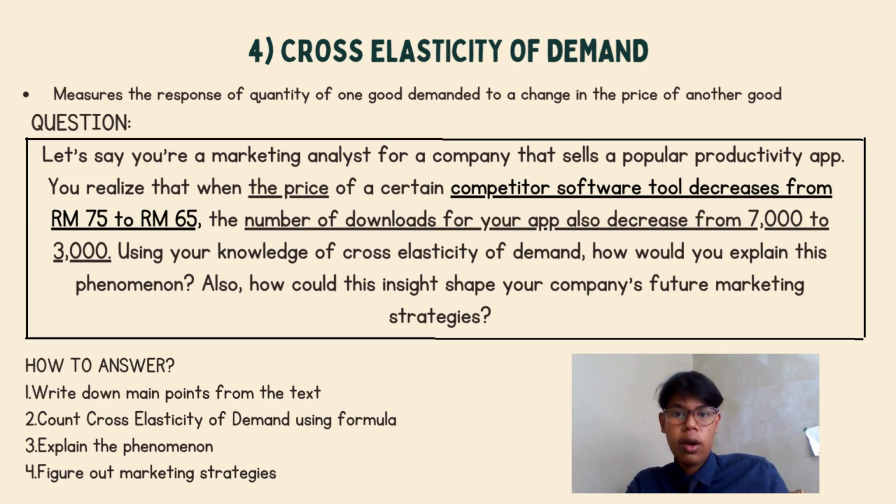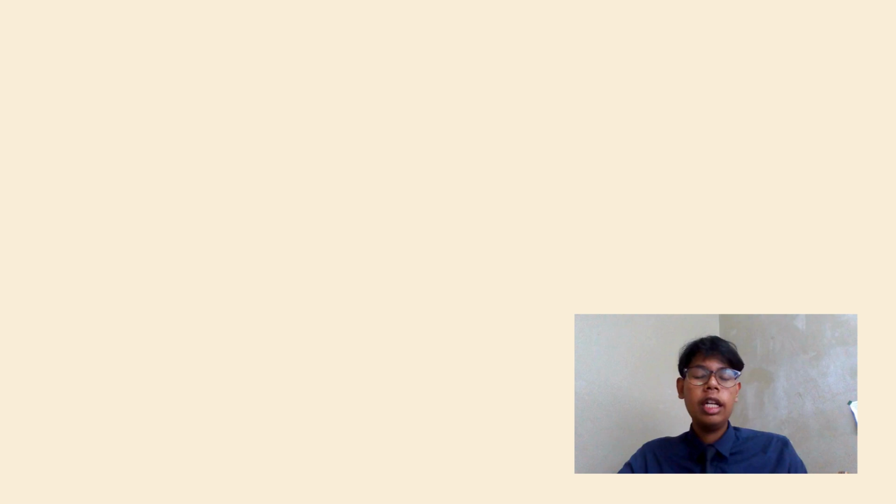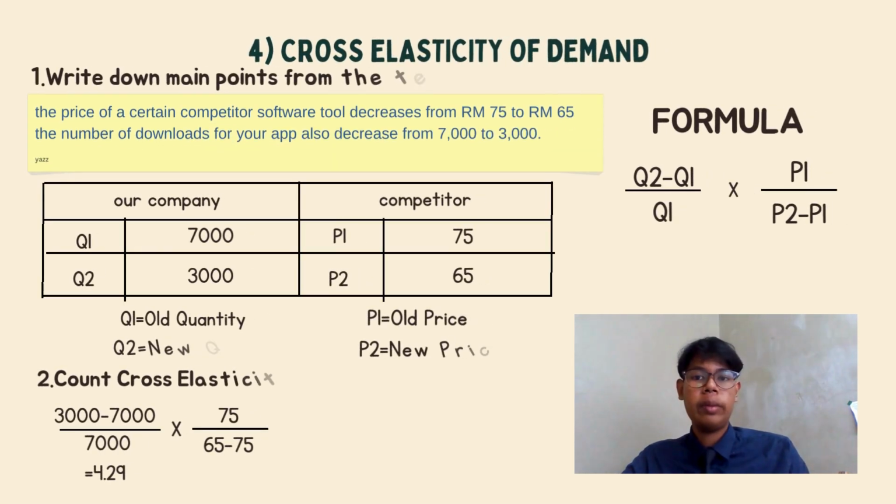Alright, so number one, we have to list out what to do. So I make a list of how to answer. Number one is write down main points from the text. Number two, count cross elasticity of demand using the formula. Number three, explain the phenomenon and figure out marketing strategies.